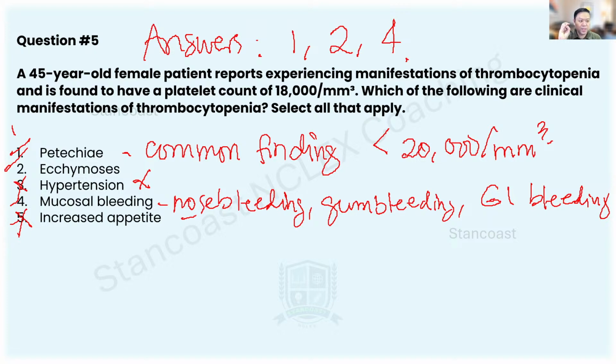Again, thrombocytopenia is mainly manifested as mucosal bleeding: epistaxis, GI bleeding, gum bleeding, and skin issues like the ecchymosis and the petechiae. But if we were talking about hypertension, that's way out of its territory. The disorder itself is not known to affect the tone of the blood vessel. It's not known to constrict the blood vessels. And so we're going to get rid of that.